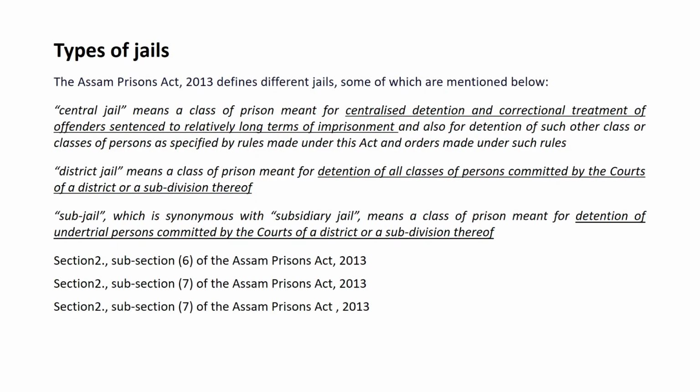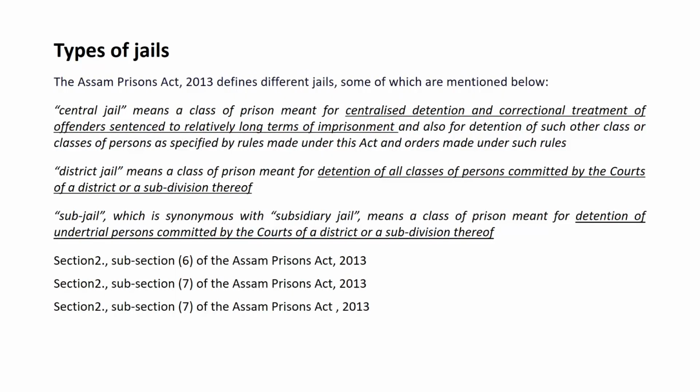Then comes the district jail. What is the district jail? It is a class of prisons meant for detention of all classes of persons committed by the courts of a district or subdivision thereof. The district jail covers all classes of persons, but they do not mention whether the people are to undergo very long or short imprisonment. They simply say all classes of persons. That means there is not much difference between the central jail and the district jail, except that in the central jail persons undergoing long sentences are to be kept, whereas the district jail is about detention of all classes of persons committed by courts of a district or subdivision thereof.